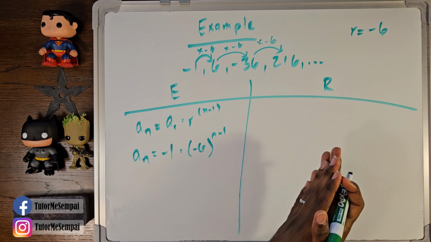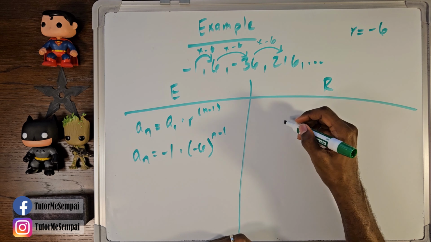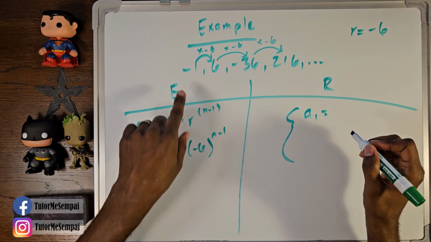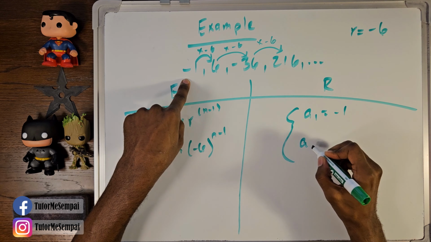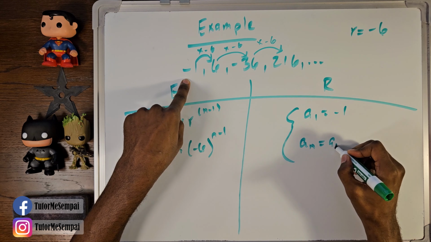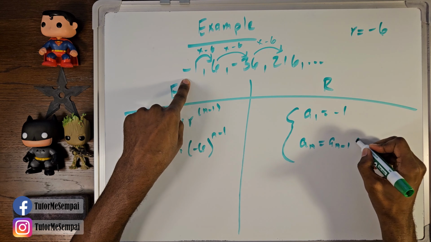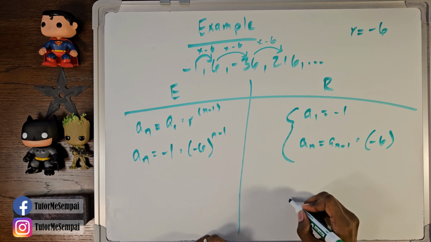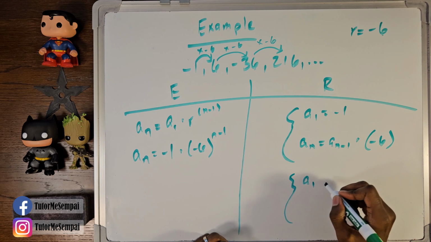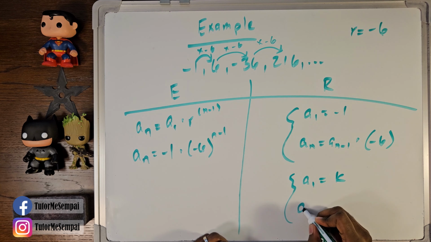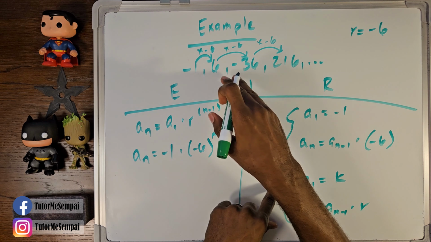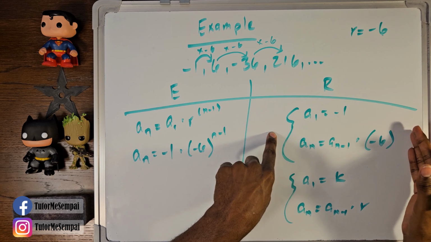Now let's move on to our recursive formula, which is probably going to be even easier. We're going to have our recursive formula, so our a sub 1 is going to be our negative 1, and our a sub n equals a sub n minus 1 times our negative 6. In our general formula, a sub 1 equals some k, and a sub n equals a sub n minus 1 times our r. We started here, and because we have this sequence, this is what our recursive formula is going to look like.